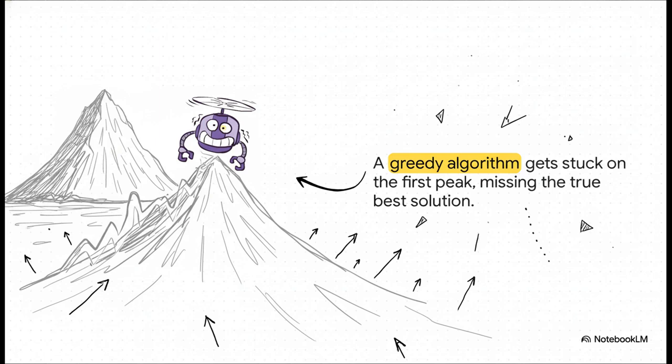Just think of this picture as a map of every possible solution. A simple or greedy algorithm is like a hiker who can only walk uphill. So what happens? They start climbing, hit the top of the very first hill they find, and then they're stuck. Every direction from there is downhill. They have no idea that the real highest peak, the global optimum, is just across the valley.